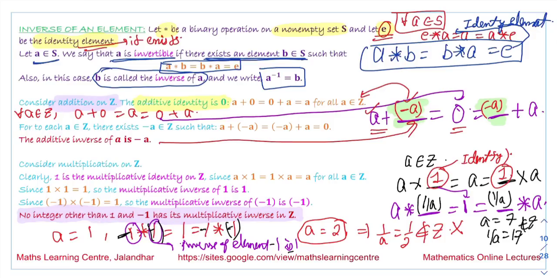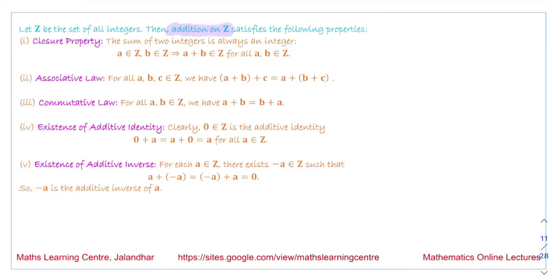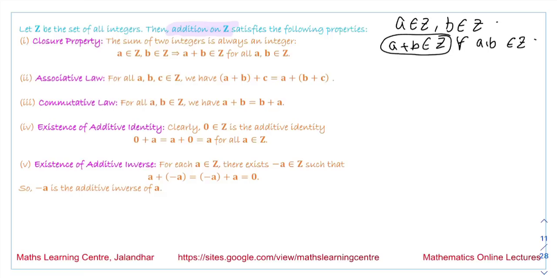Now the next question we have is, let Z be the set of all integers, then addition on Z is the operation given to us. Then we have for element A belongs to Z and B belongs to Z, A plus B belongs to Z for all A, B in Z, that is, the sum of two integers is always an integer.